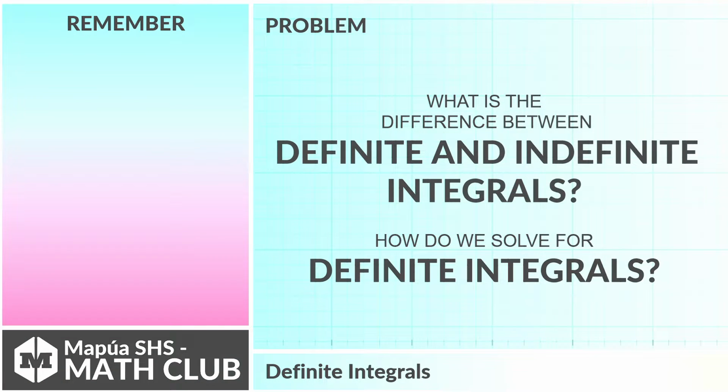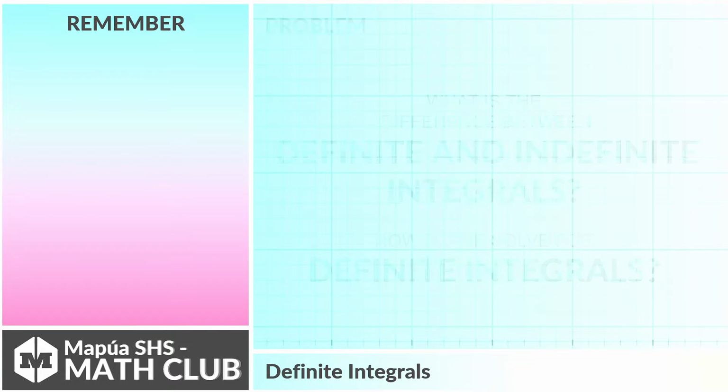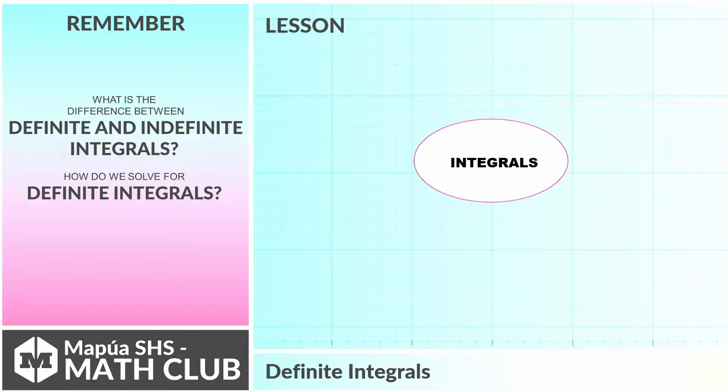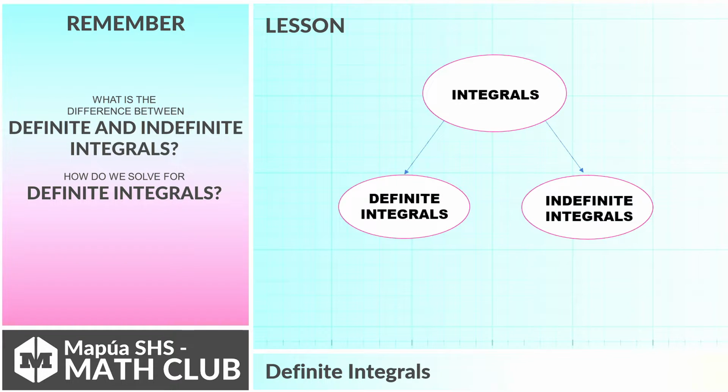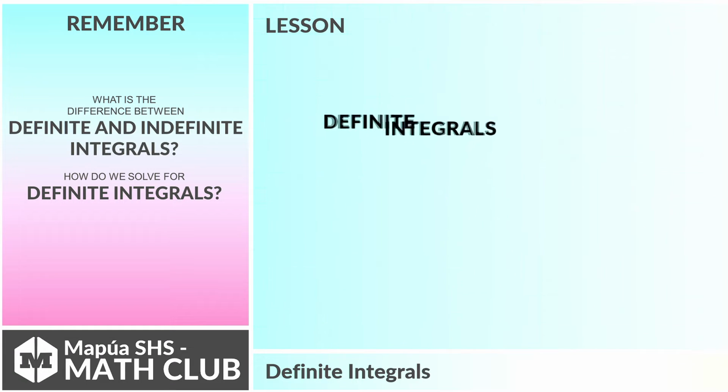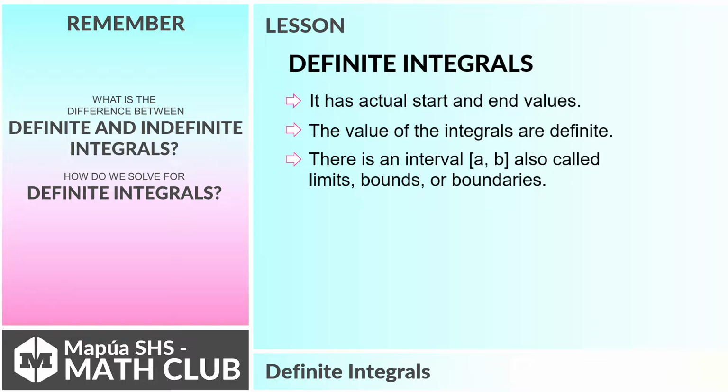Before we start, we are asked what is the difference between definite and indefinite integrals, and how do we solve for definite integrals. As we remember from our previous discussions, there are two types of integrals: definite integrals and indefinite integrals. What makes definite integrals differ from indefinite integrals is that they have start and end values, which means that there is an interval a, b, also called limits, bounds, or boundaries.